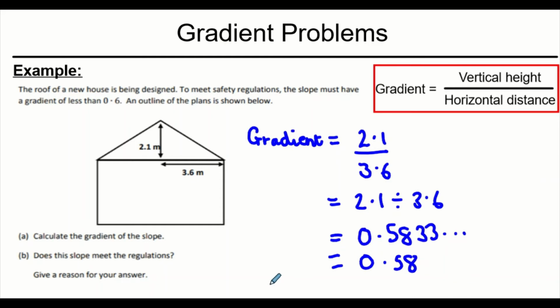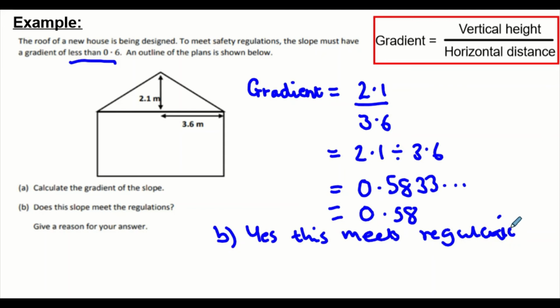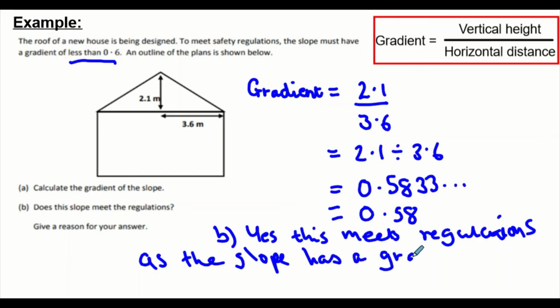So looking at question B, remember I said it has to be less than 0.6 to be meeting those regulations. Well, it is less than 0.6. So my answer is yes, this meets regulations. Since 0.58 is less than 0.6, you could put it as simply as that, or you can write an entire sentence like this: yes, this meets regulations, as the slope has a gradient of 0.58, which is less than 0.6.